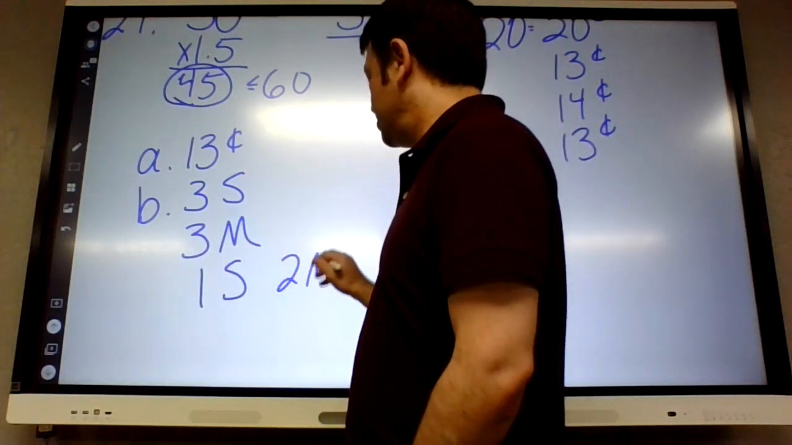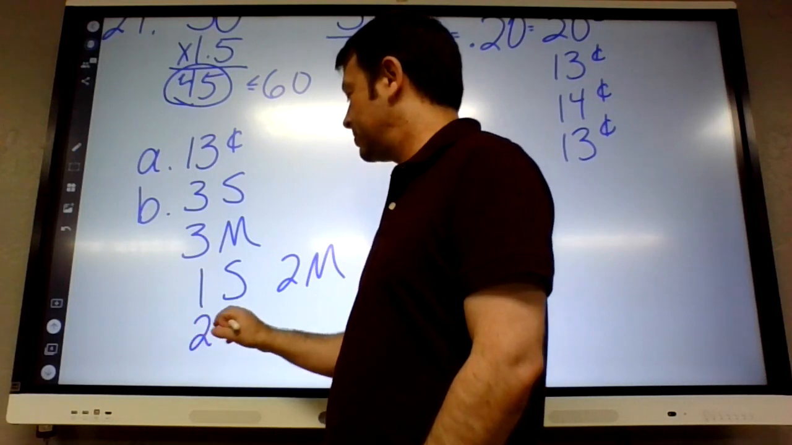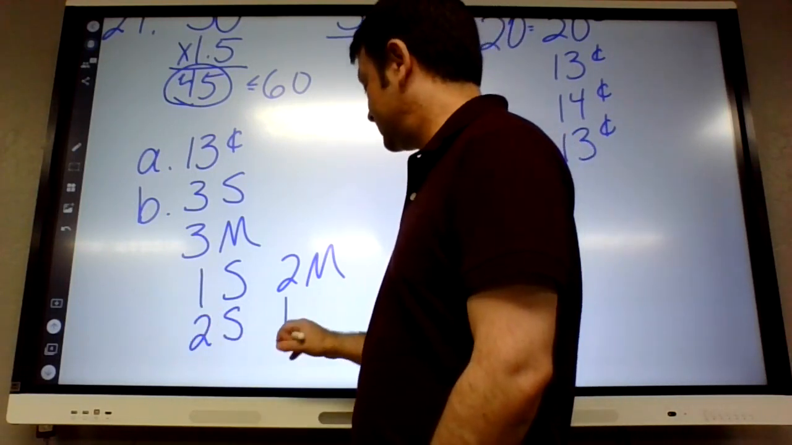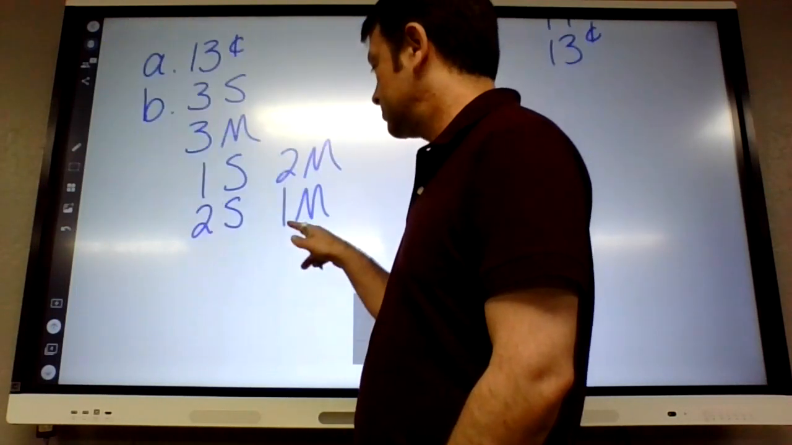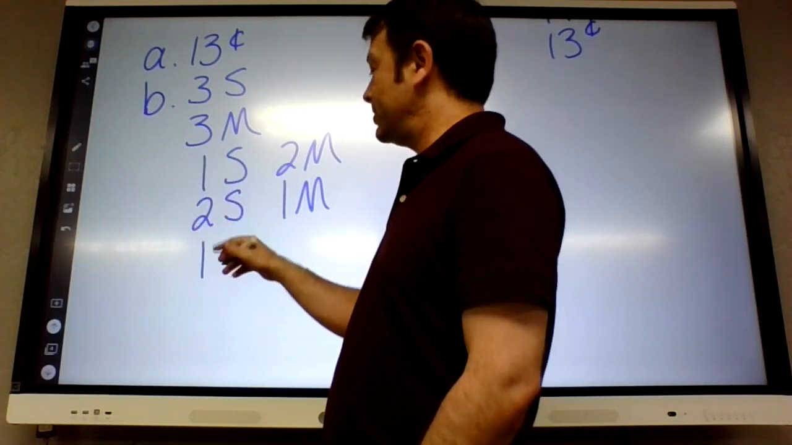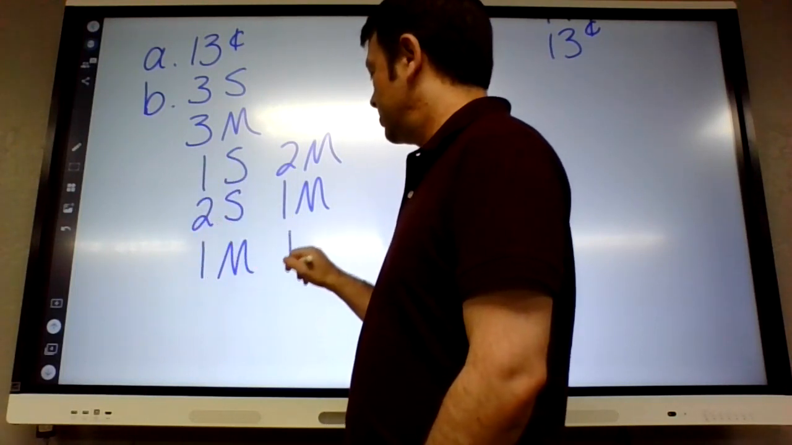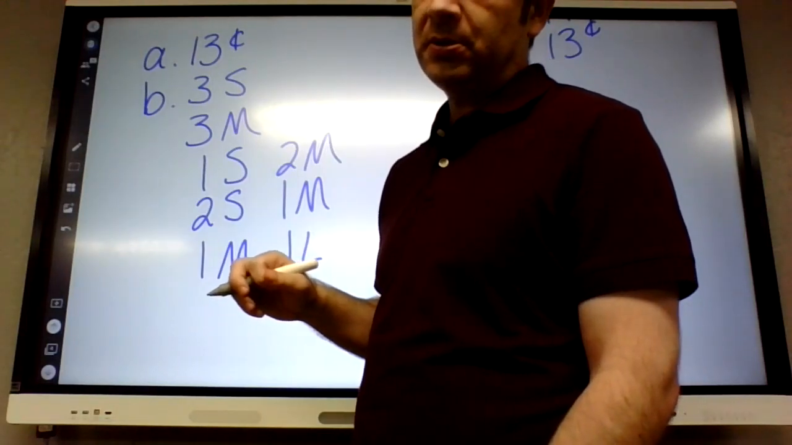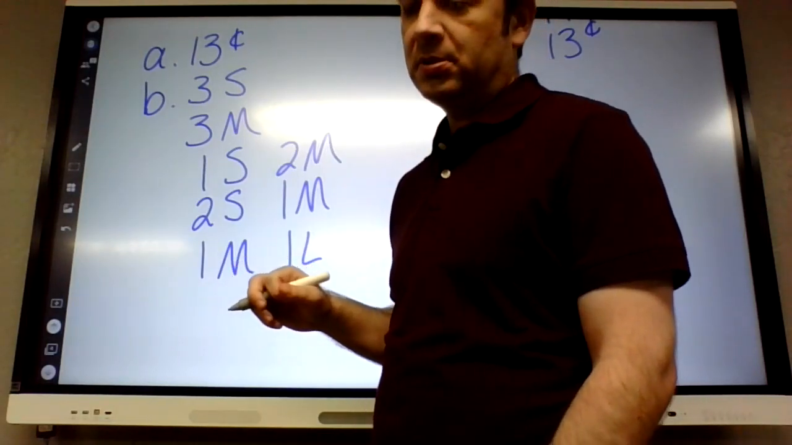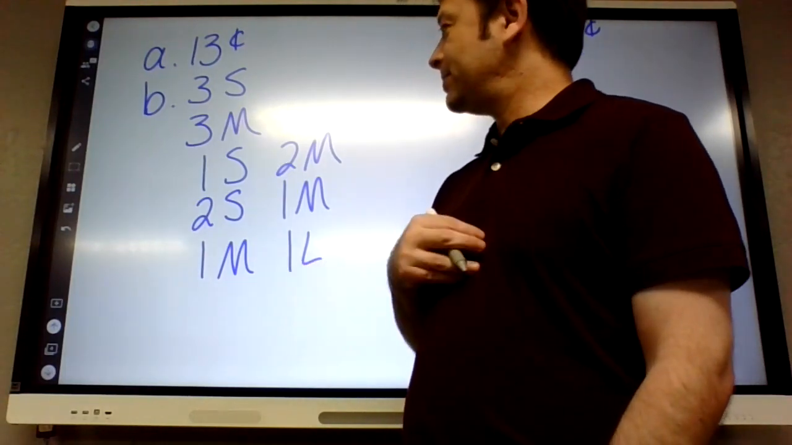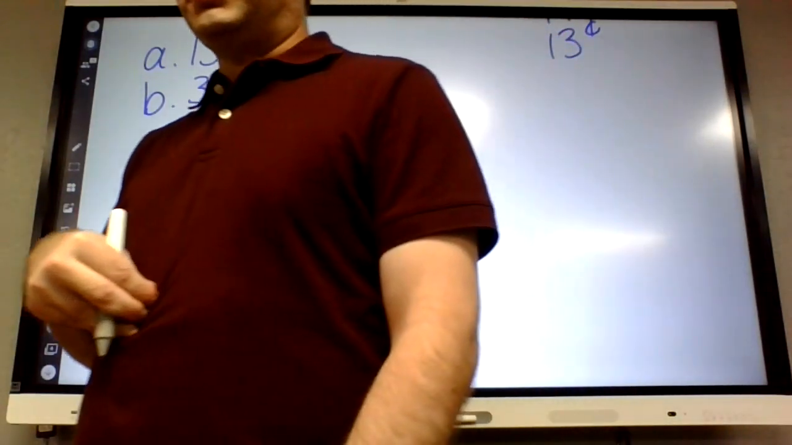How about 2 smalls and 1 medium? 1 medium, and that'd be 60 still. And 1 medium and 1 large. Yeah, we kind of did all the small possibilities already. So 1 medium, 1 large would work. 1 small, 1 extra large. No, just extra large. 3 smalls, 3 mediums, 3 larges, 3 extra large. Extra large is automatically off the list because it's just too many.